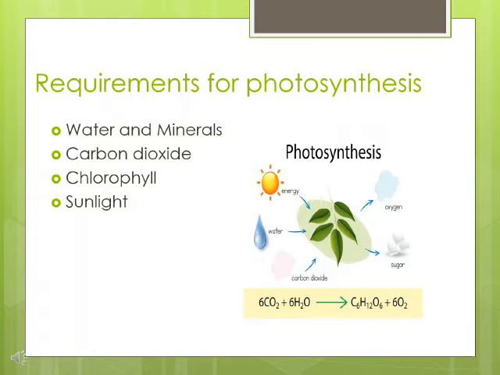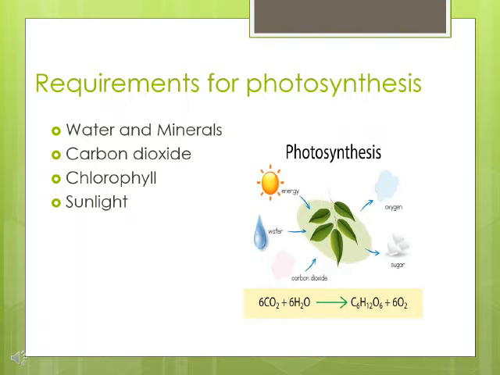Next is carbon dioxide. Carbon dioxide is taken by the leaves with the help of tiny pores present on them. These tiny pores are called stomata, and these pores are surrounded by guard cells. These guard cells control the opening and closing of the stomata.